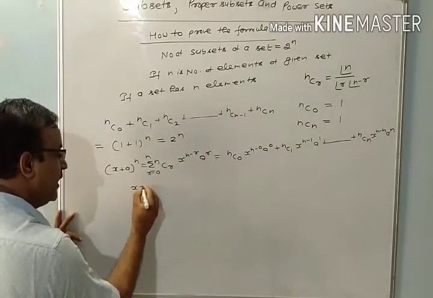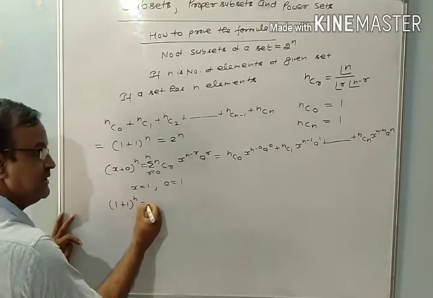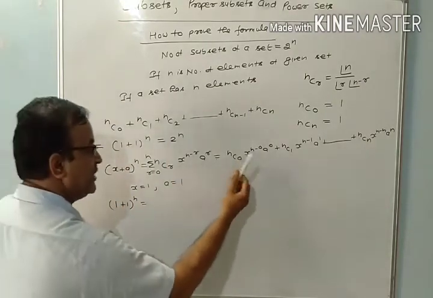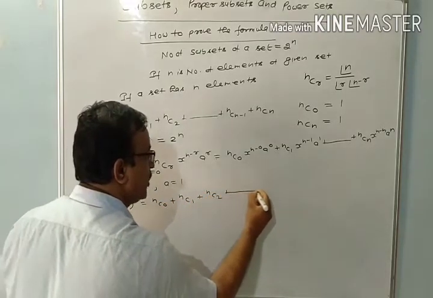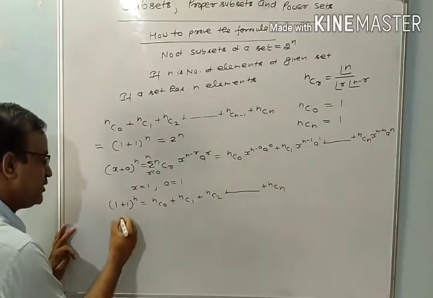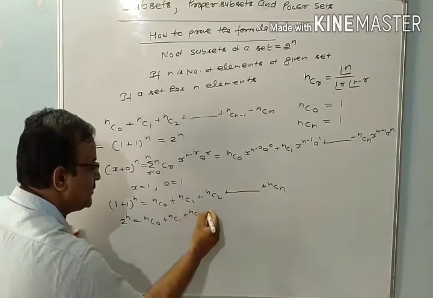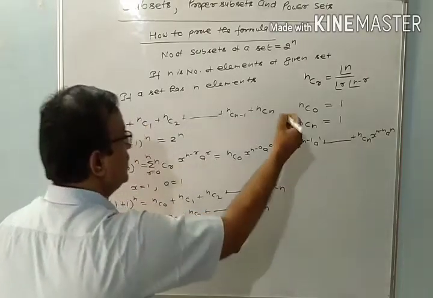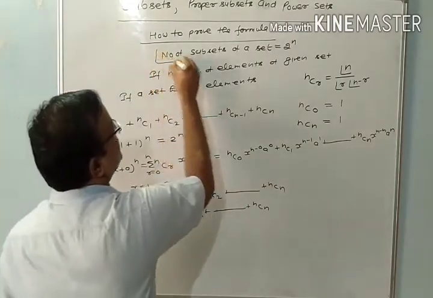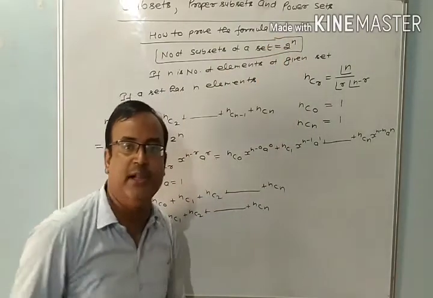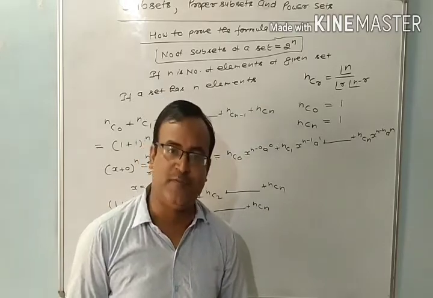If you put x equal to 1 and a also equal to 1, then it becomes (1 plus 1) to the power n is equal to NC0 plus NC1 plus NC2 and so on up to NCn. Clear? So in place of this we can write 2 to the power n. This is the binomial expansion. With the help of binomial expansion and the concept of combination, we can prove the formula to find the total number of subsets of a set, which is 2 to the power n. This is a very important formula. You should know how to prove the number of subsets of a set.